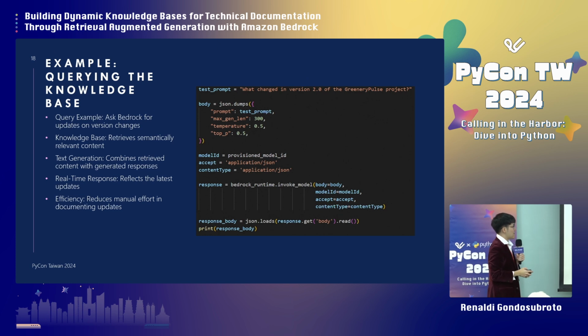We declare the provision model ID that we got earlier based on the provisioned model that we already currently have. We set the accept and the content type. We then invoke the model and insert all these arguments, and we then get the response body and print the response body. So pretty much quite a straightforward way of invoking the code.